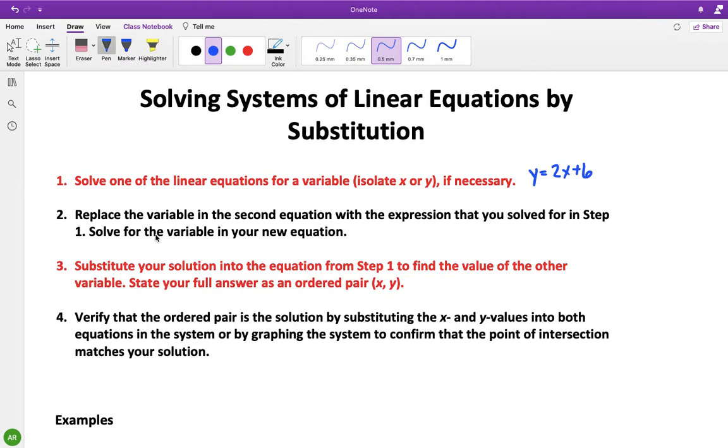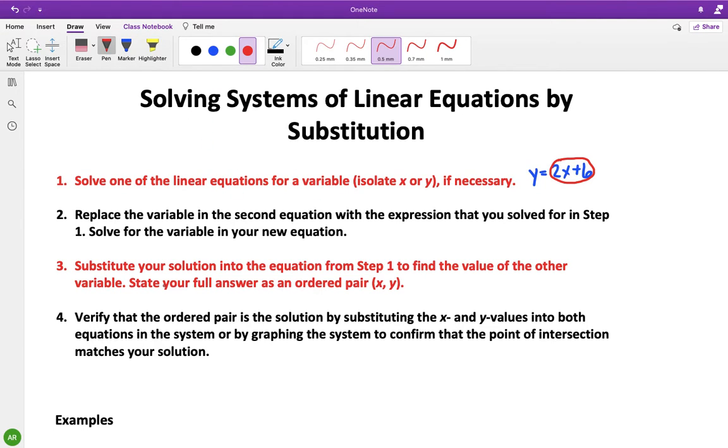Okay, step 2 is we're going to replace the variable in the second equation with the expression that you solved for in step 1. Solve for the variable in your new equation. Basically that means we're going to take the expression that equals the isolated variable, in this case 2x plus 6. In the other equation, the equation you haven't seen here in the procedure, we're going to replace the y variable with the expression 2x plus 6. This is confusing. I do not expect you guys to completely understand that for a couple attempts at this at least. Hopefully the first example will help clarify what that actually means.